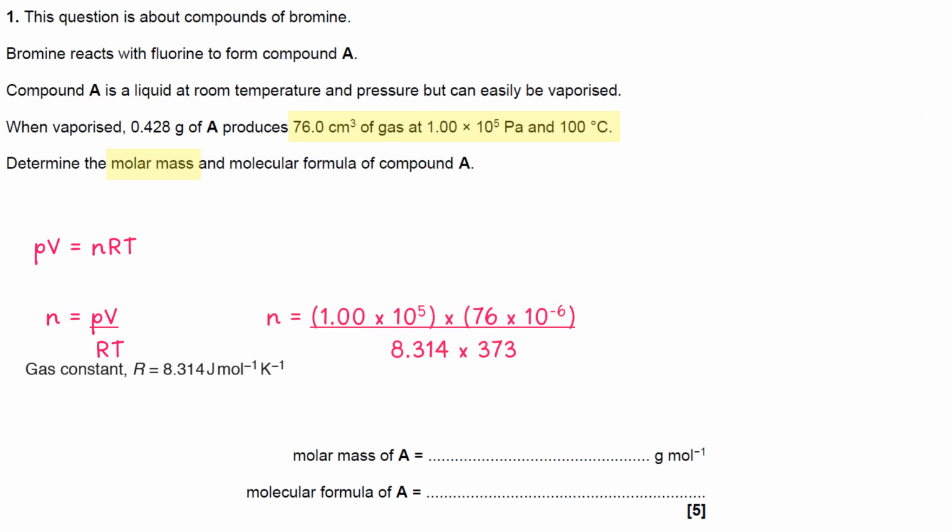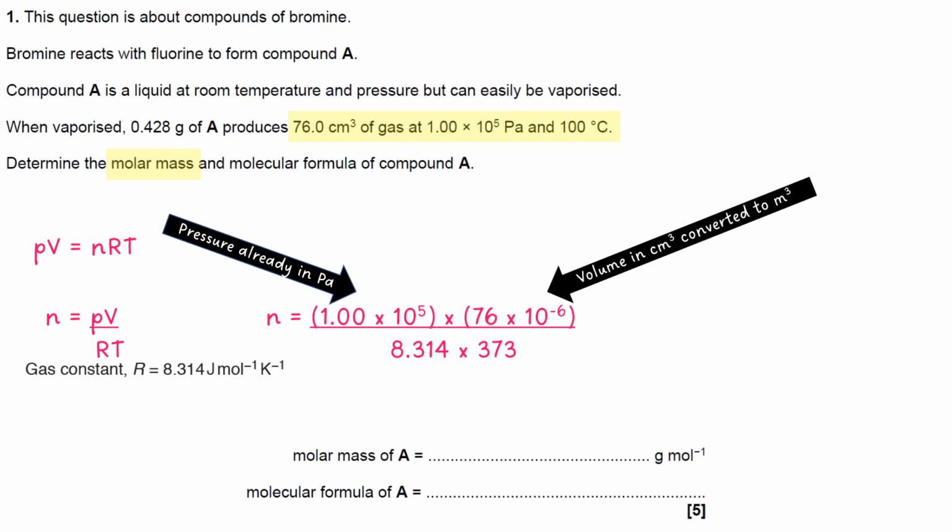Now, you need to think about the units here. The pressure is always in pascals, so it's there already, so we don't have to change that value. But the volume is in centimetres cubed, which needs to be converted to metres cubed by dividing it by 1,000,000. And the temperature needs to have 273 added onto it to convert it into Kelvin.